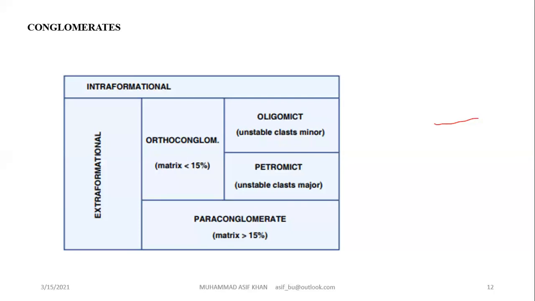Conglomerates, some of them intraformational, some extraformational conglomerates are there. Intraformational, within the formation, they are less abundant. Extraformational are mostly the abundant ones.